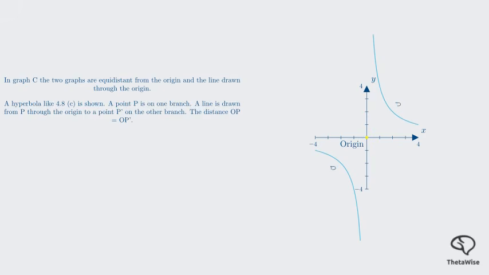If a point is on one branch of a hyperbola, say in quadrant 1, the point directly across the origin in quadrant 3 is also on the graph. The distance from the origin to each of these points is the same. They are equidistant from the origin. The line drawn through the origin likely refers to the asymptotes, the lines y equals x and y equals negative x, that the hyperbola approaches. The branches of the hyperbola are not equidistant from these lines in a simple sense, but their shape is defined by their relationship to these asymptotes.